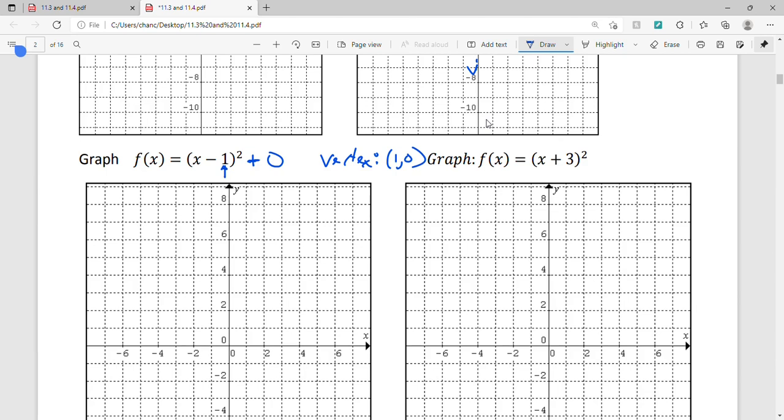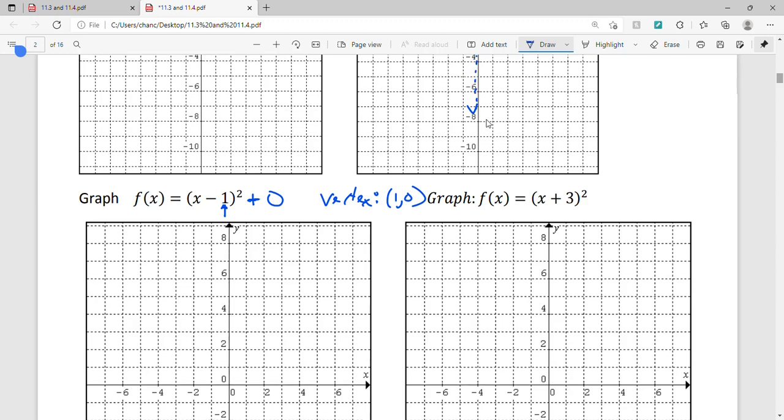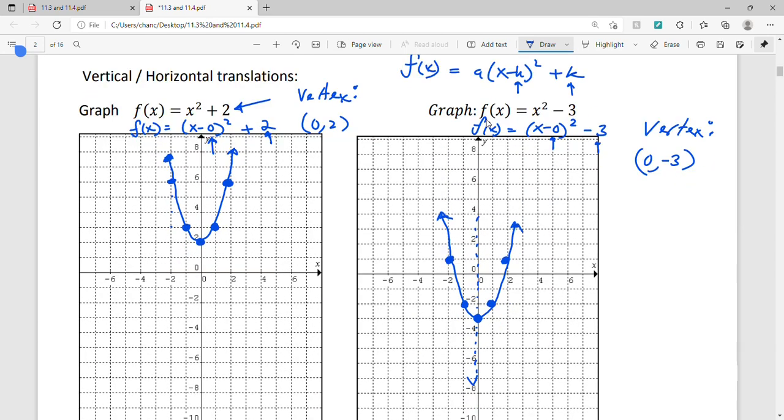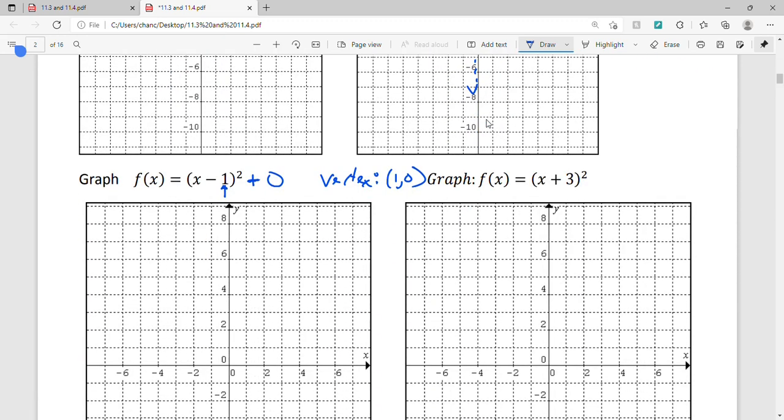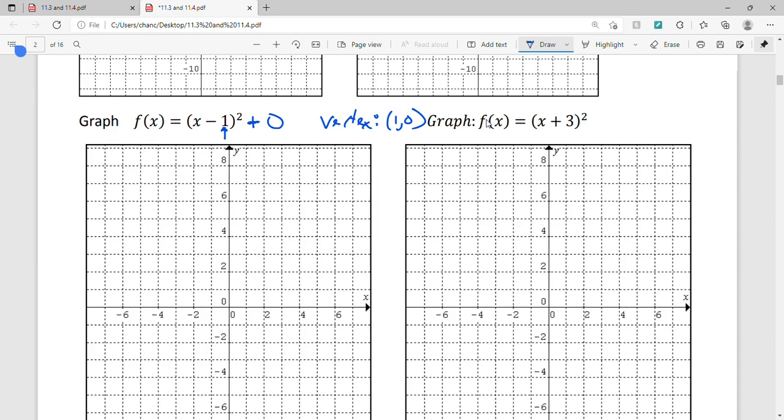If you look at the original formula, it's x minus h. So h is after the negative symbol, and that means that our h is actually a positive 1. That causes my vertex to shift to the right 1 space. It doesn't shift to the left, it actually shifts to the right 1 space.